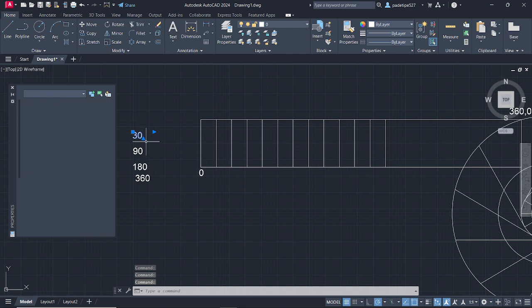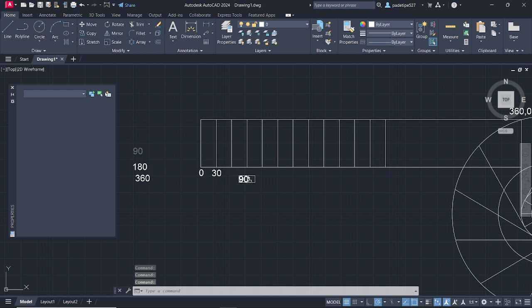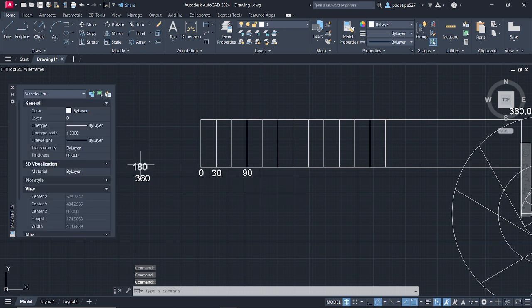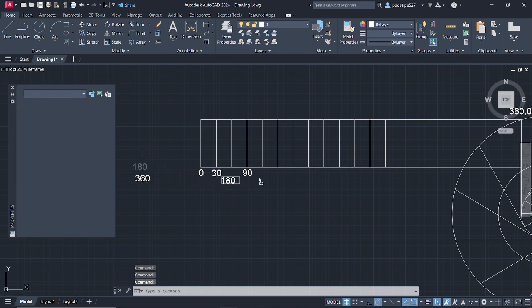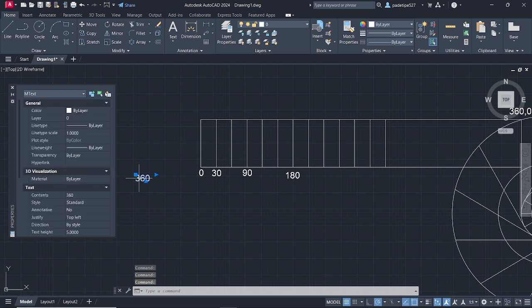This will be 0 because we're using the gradient system of 30. This will be our 30. After 30 plus 30, that will be 60, but here we'll have our 90. 90, we have 120. 120 plus 30, 150. 150 plus 30, 180. So we'll have it here. Then finally we'll just have 360 here.